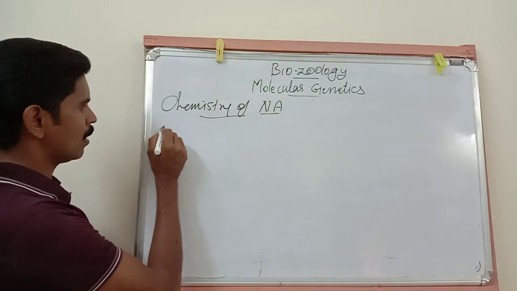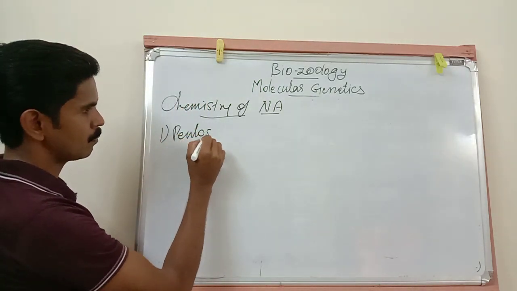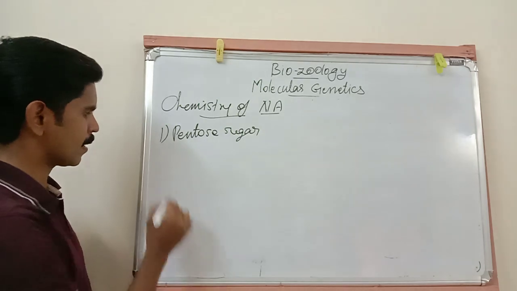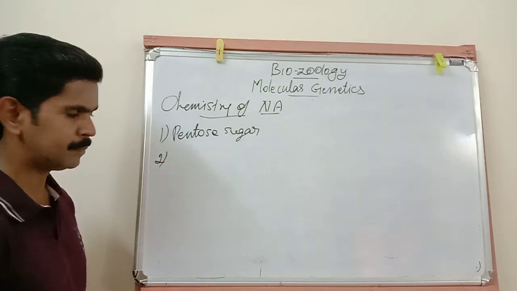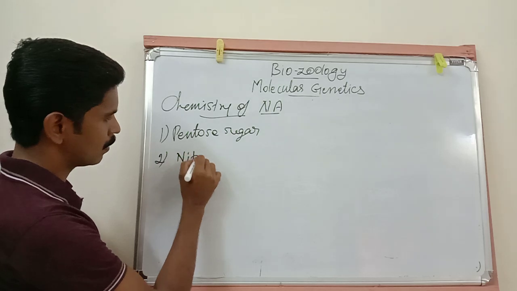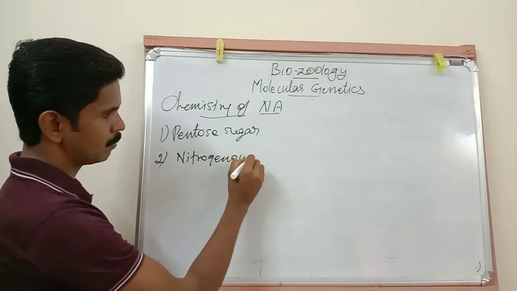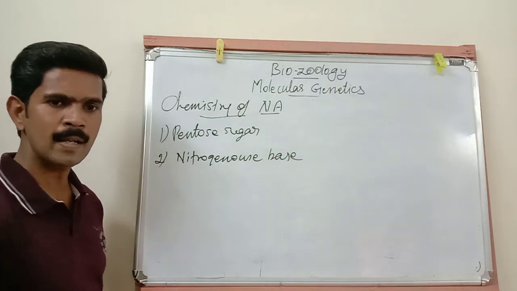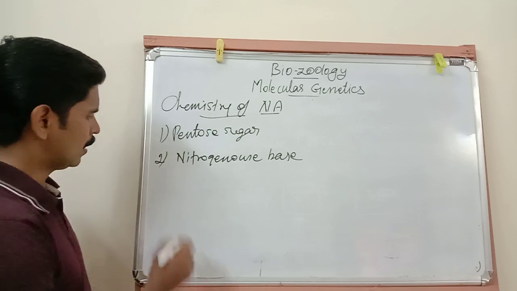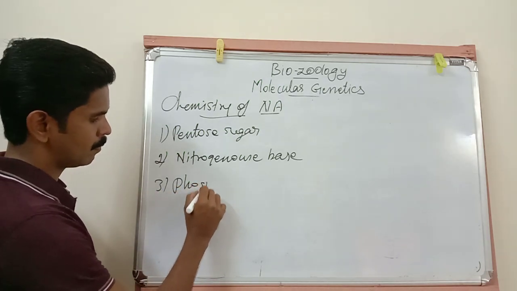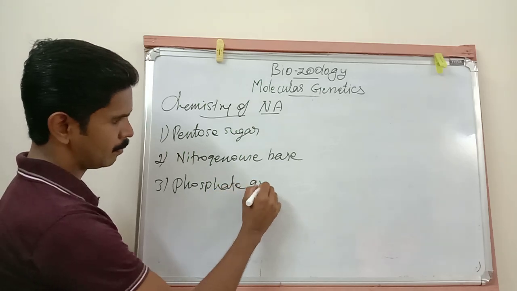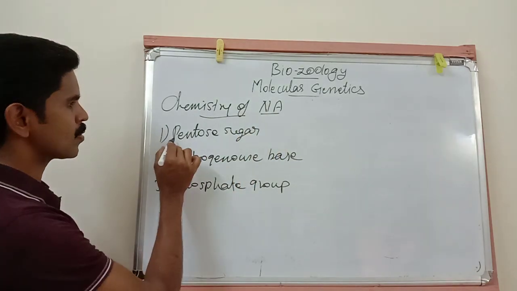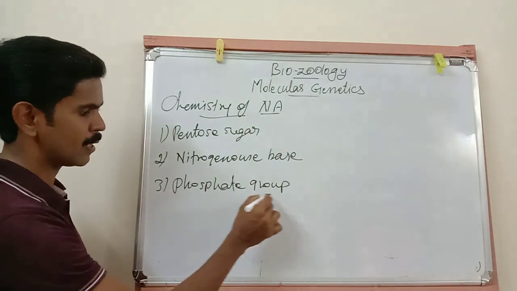The first part is called pentose sugar. The second part is called nitrogenous base. Understand up to here? Then the third one is the phosphate group. Listen very carefully. So the nucleic acid has 3 important parts: the pentose sugar, the nitrogenous base, and the phosphate group.